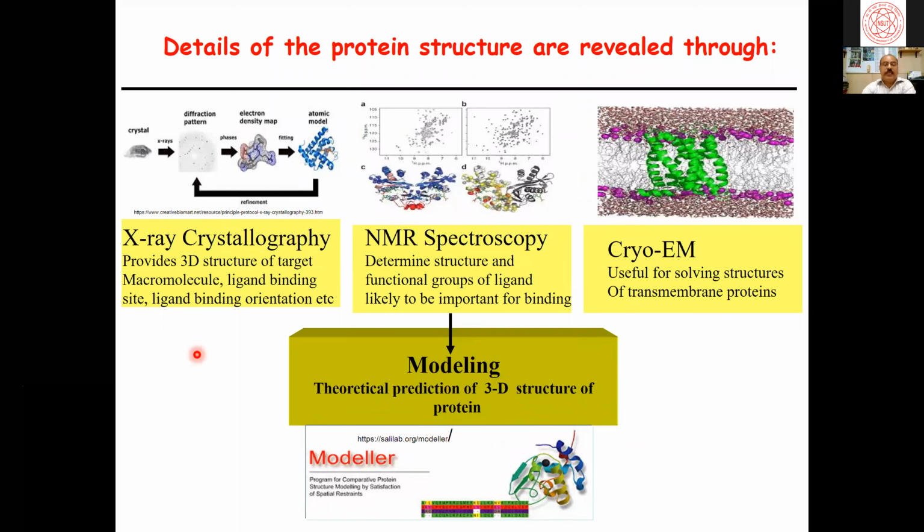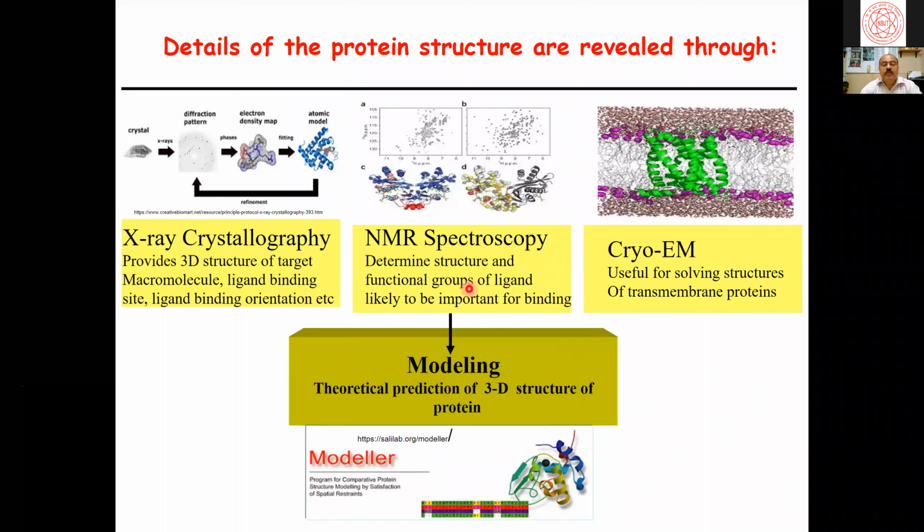On the other hand, you have nuclear magnetic resonance spectroscopy, another biophysical method. This is also equally important for determining the structure and the functional groups of the ligand, which are likely to be important for binding to the protein. And the third is cryo-electron microscopy, where you don't use a crystal for studying the structural properties of molecules. These are useful for solving structures of transmembrane proteins or bigger molecular assemblies, and so on.